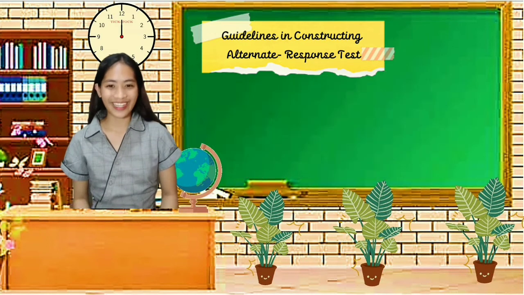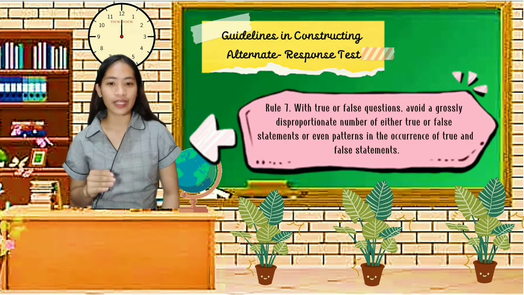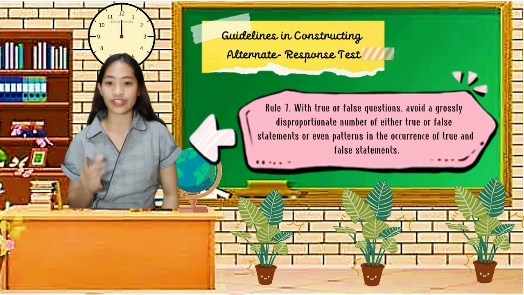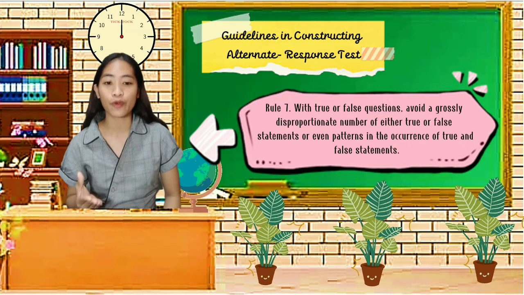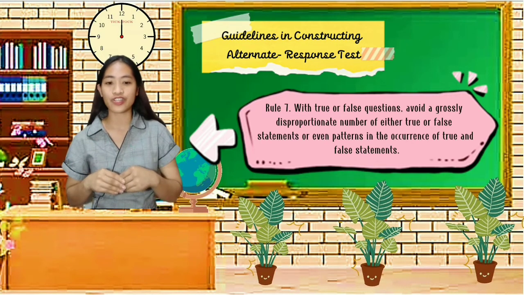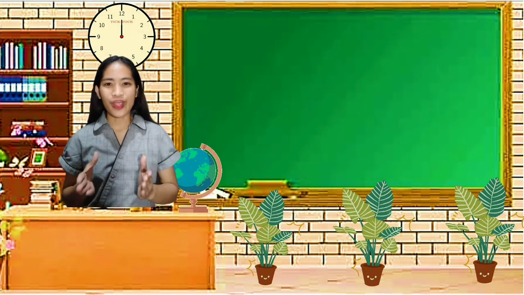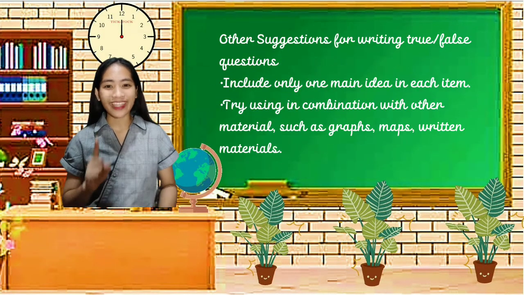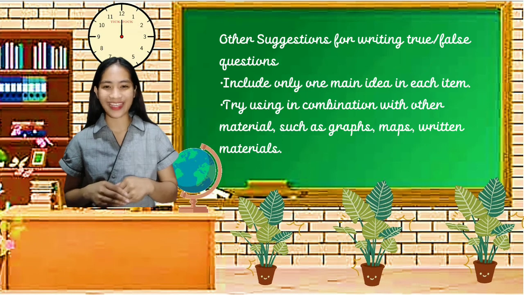So last but not the least is the rule number 7. With the true or false questions, avoid a grossly disproportionate number of either true or false statements or even patterns in the occurrence of true or false statements. So here are other suggestions for writing true or false questions.